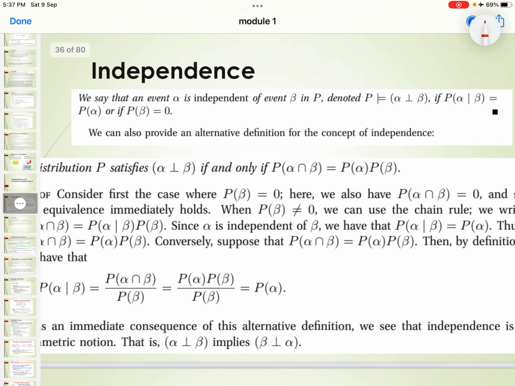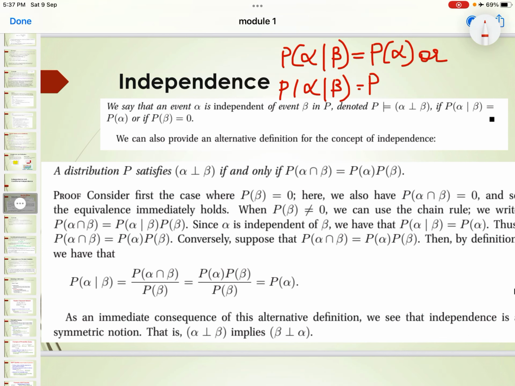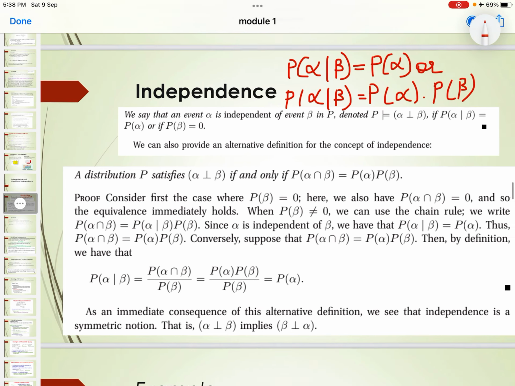Independence and conditional independence. Independence. We say that an event alpha is independent of an event beta in P, denoted as P satisfies alpha is independent of beta, if P of alpha given beta equals P of alpha, or if P of beta equals 0. So they are saying that P of alpha given beta should be equal to P of alpha, or P of alpha given beta equal to P of alpha into P of beta.